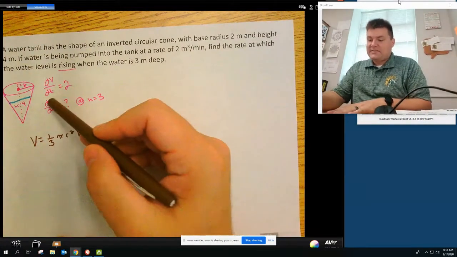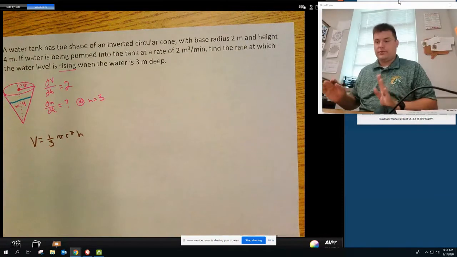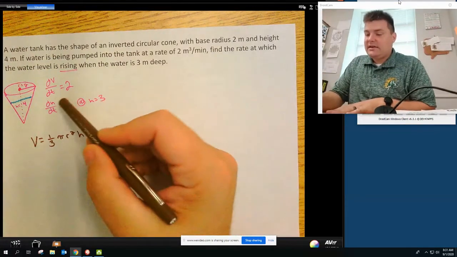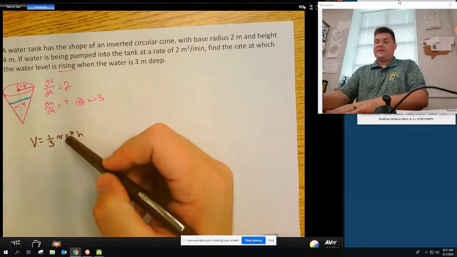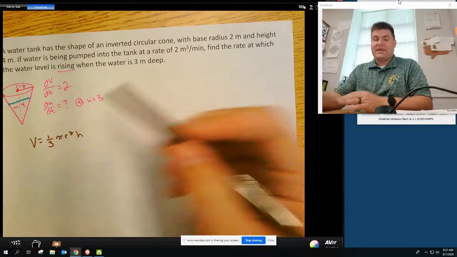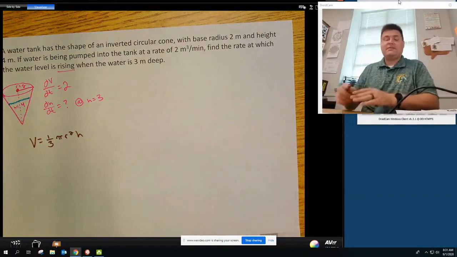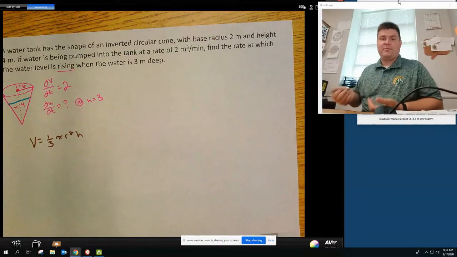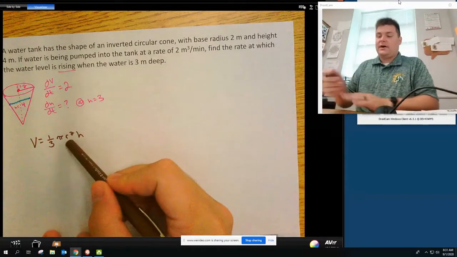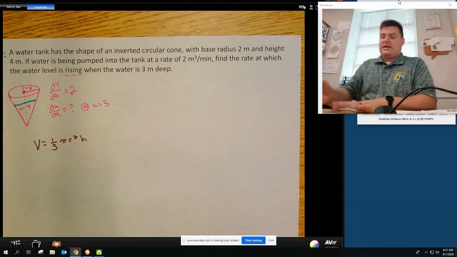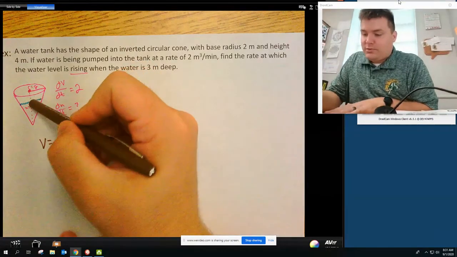Because I have a dV/dt, so V is cool. We're cool with that. But I need dH/dt in H's. So if I take the derivative here, I'm going to get left with an R and a dR/dt. I don't know that information. That does not help me. So I want to get rid of the R. So to get rid of the R is really using this proportion right here.